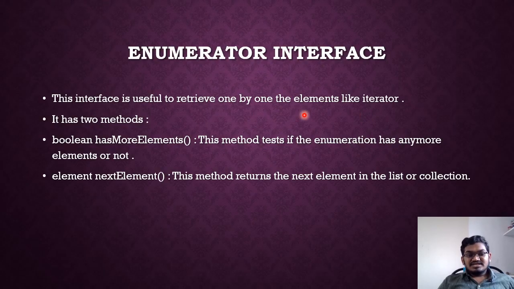Enumeration interface. This is pretty much similar to iterator interface, but it has some extra features which are useful at some times. This is also used to retrieve elements one by one. It has two methods: hasMoreElements, nextElement. This method tests if the enumeration has any more elements or not. If it has elements, we use nextElement method to retrieve the element, similar to previous interfaces. Now we are going to see an example.